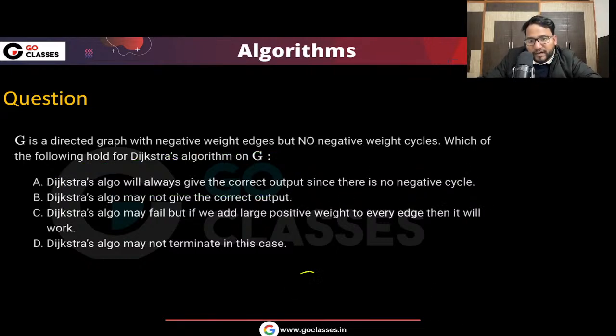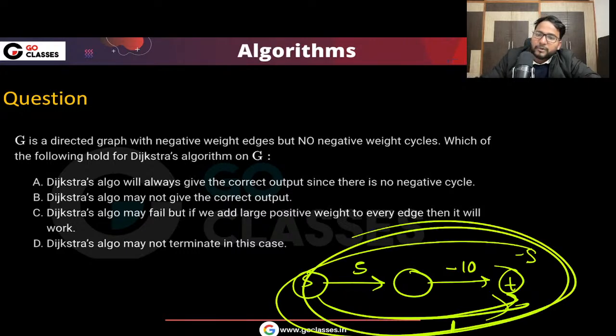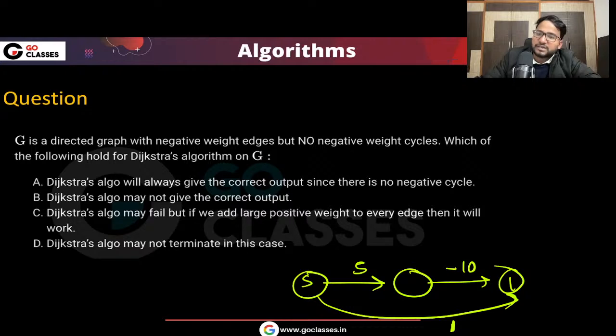If there is a negative weight edge, we have seen this in the previous lecture. For example, let's suppose this is 1, this is 5, this is minus 10. In this case, from S to T, Dijkstra will give 1, but ultimately it is minus 5. There is no negative cycle, it doesn't have a cycle, but still Dijkstra is wrong here. So no, that is not the case. Dijkstra's algorithm may not give the correct output. Yes. So let's suppose this is an MSQ question. So, yes.